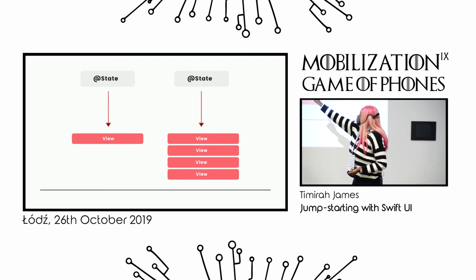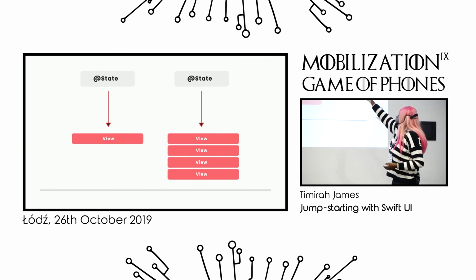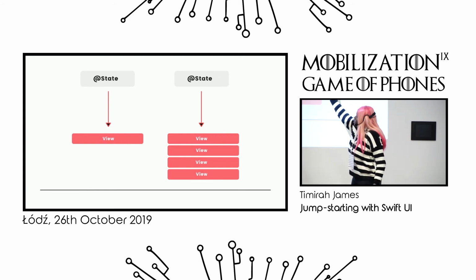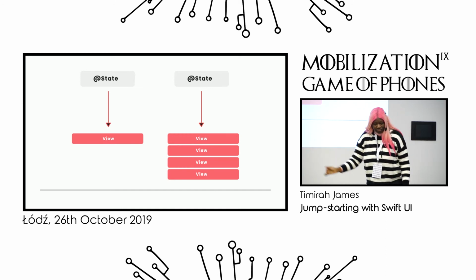Yeah, so here's a good visual, right? State watching one view, and the state watching multiple views. Or a better visualization would be one big view, and then there are child views inside.